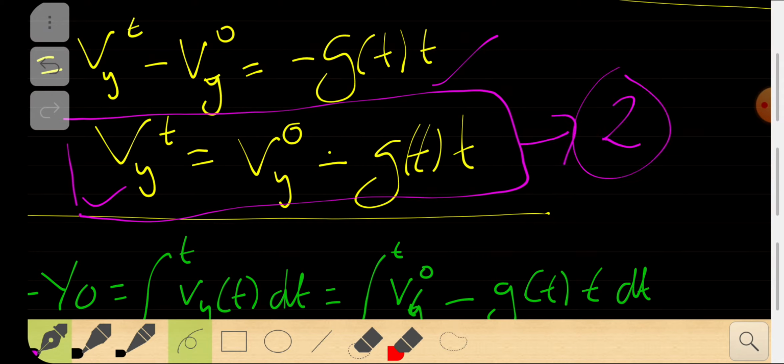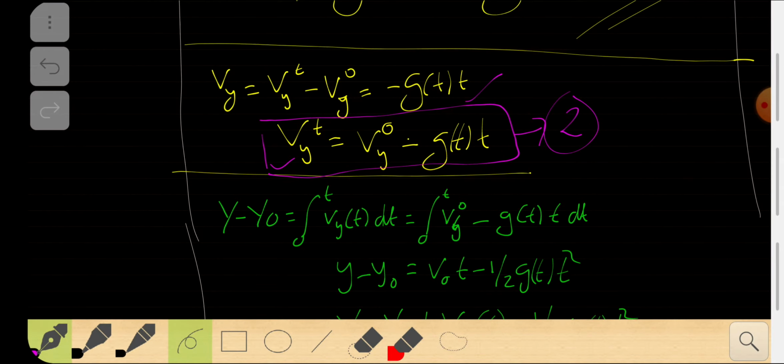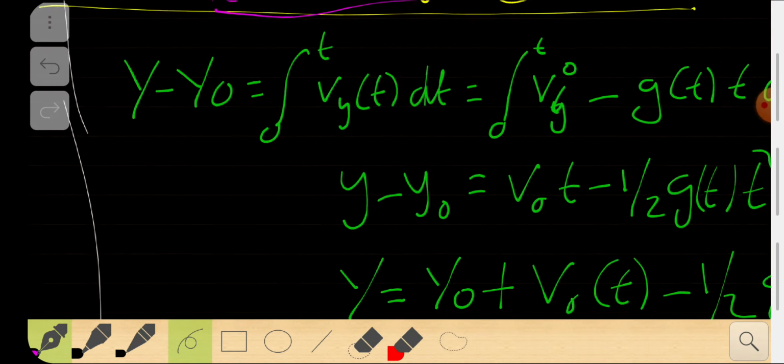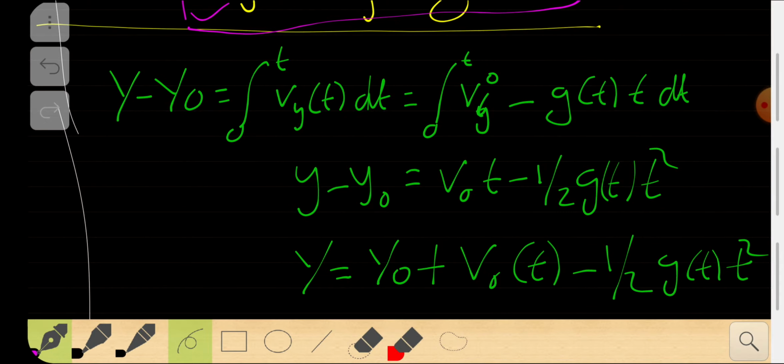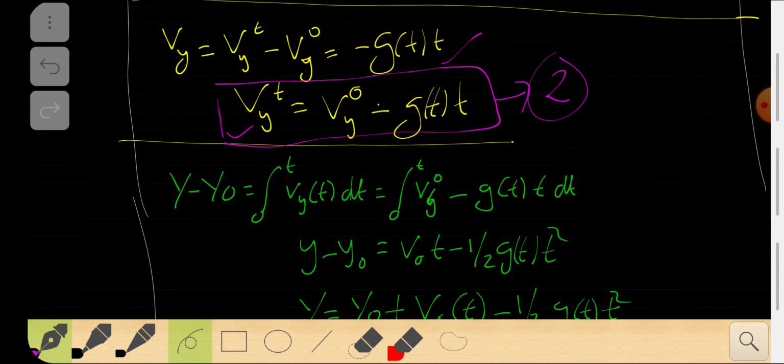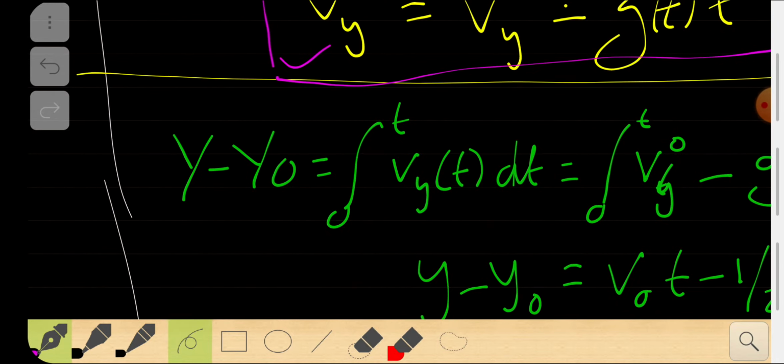Okay, so this is equation 2 now. Anyways, that's the case. Now what we are going to do is use the equation of velocity, and now we are going to find out the position.